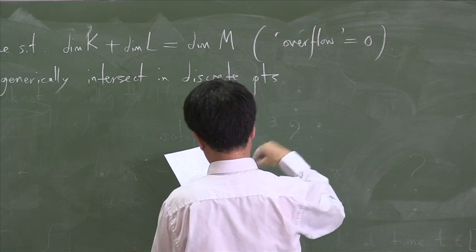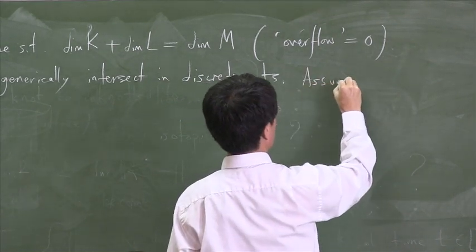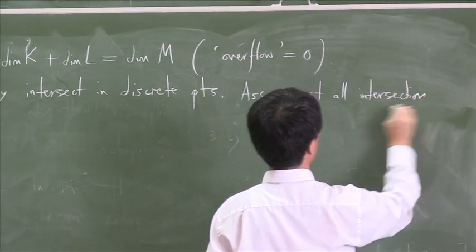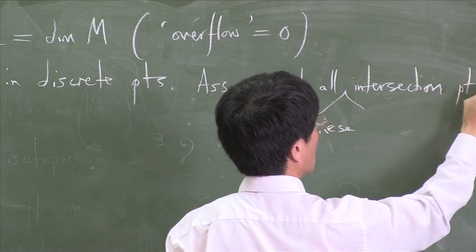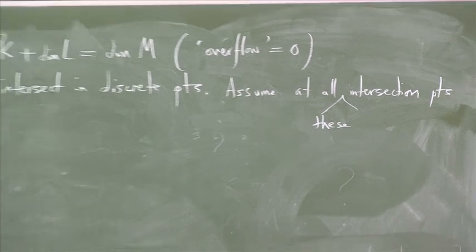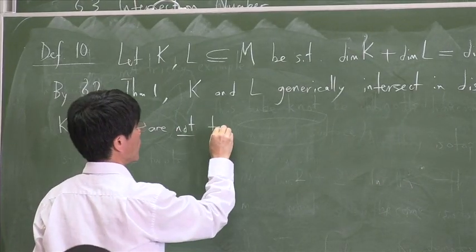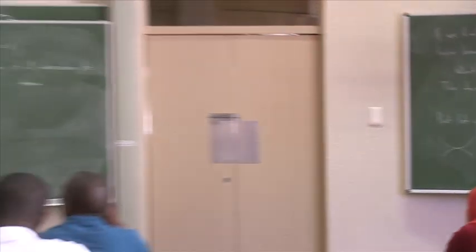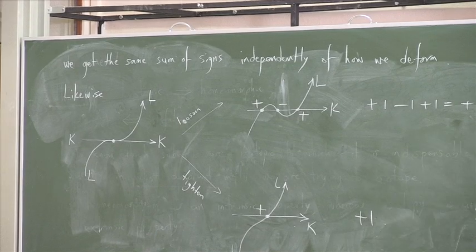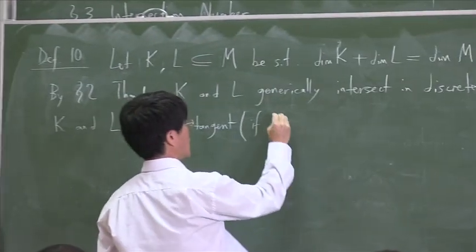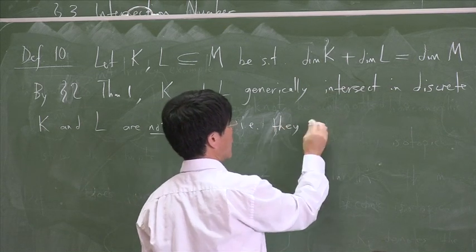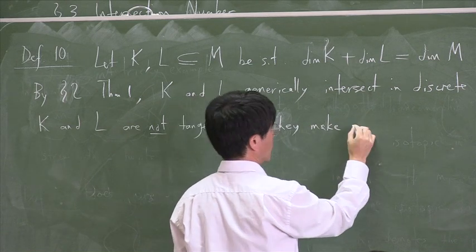Assume that at all these intersection points, K and L are not tangent. In other words, not a situation like this, but a situation like this. Or not a situation like this, but rather situations like this. So if you like, you can also think of it as follows: that they make non-zero angles. That's maybe more intuitive. So they intersect, but at non-zero angles.